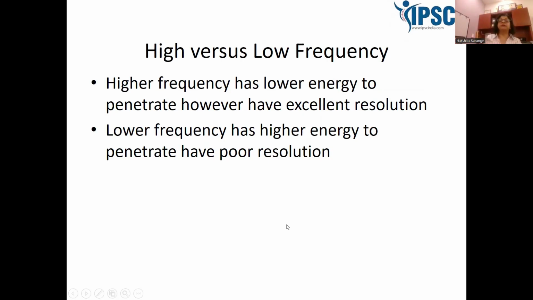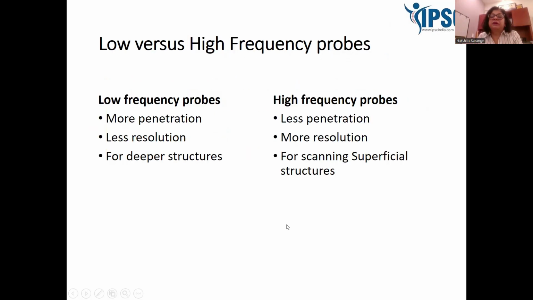So now coming back to the probes, we have two types of probes, which are high frequency and low frequency probes. The high frequency probes have lower energy for penetration, but have high or excellent resolution, in contrast to low frequency probes, which have higher energy for penetration, but poor resolution. So low frequency probes are for more penetration but at the expense of resolution, and they are meant for deeper structures. However, the high frequency probes cannot penetrate deep but have very good resolution and are meant for superficial scanning of the structures.